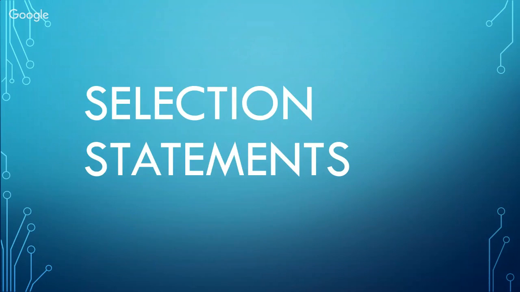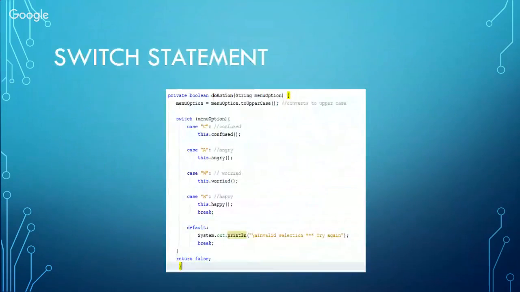So now I'm going to talk about selection statements. I'm using the example of the switch statement in my game. This type of statement is used when you want to check if the value of an expression is equal to one of the items in a list of valid values. So all of these are valid values, but only one of them will be executed when the user enters the proper code.